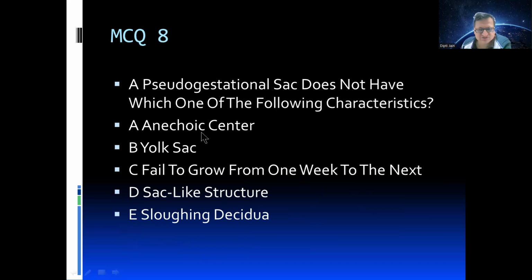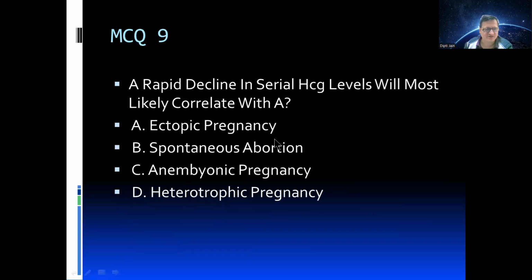A pseudogestational sac does not have which of the following characteristics? A pseudogestational sac is a false sac which is present in case of ectopic pregnancy. The options are anechoic center, yolk sac failing to grow from one week to the next, and a sac-like structure of sloughing decidua. Which is not seen in a pseudogestational sac? Yolk sac is the answer because it is not present in a pseudogestational sac.